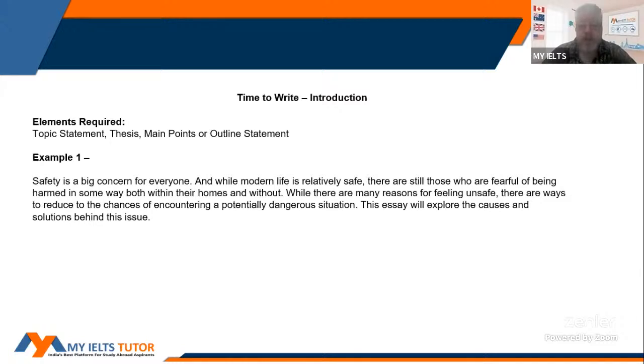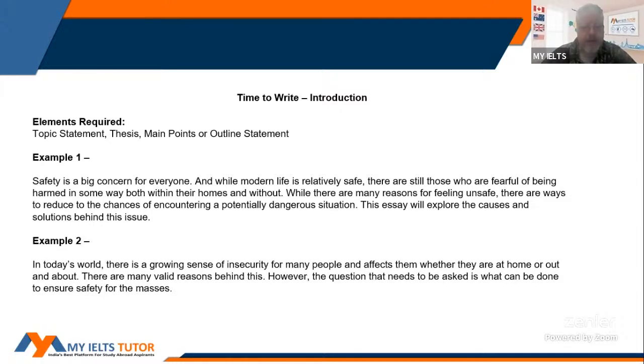And then the third sentence is basically the thesis. And then the final sentence is the outline statement. Is basically explaining how this essay is going to be written, okay? And it indicates the order of how it's going to be written. The other example is this.